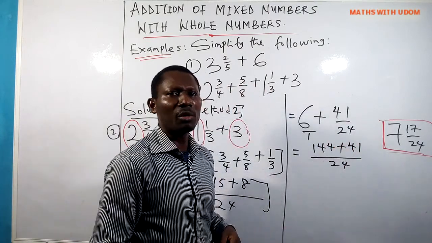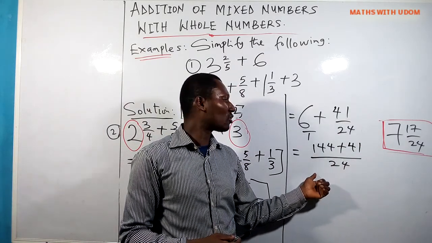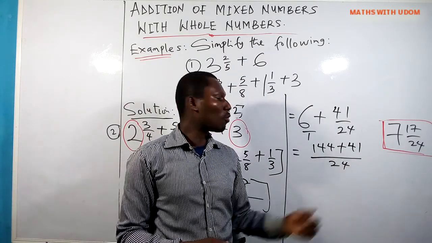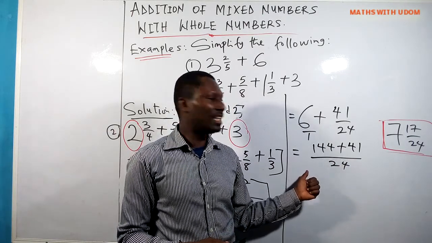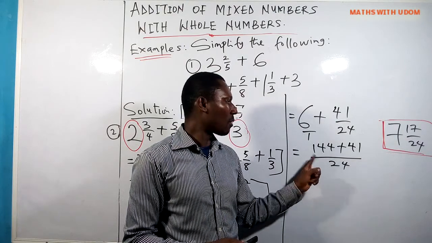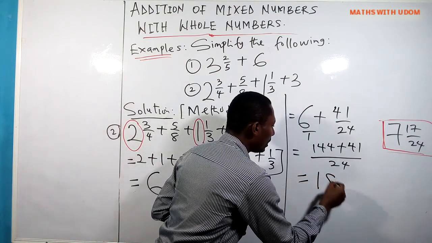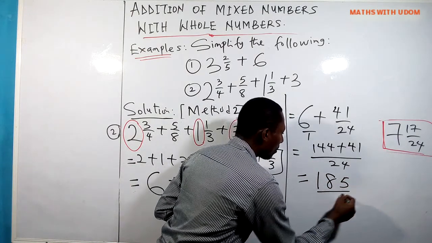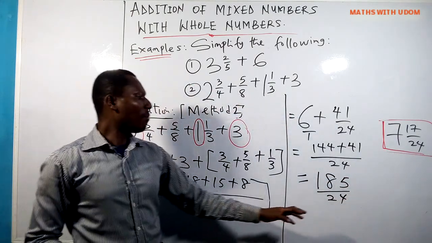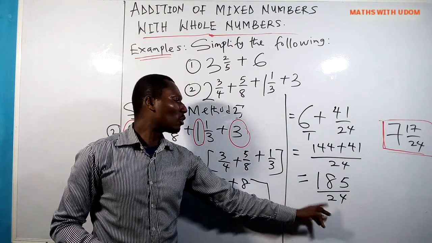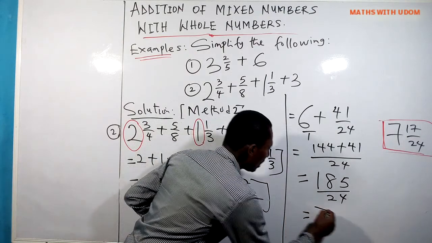So what do we do from here? We are going to add 144 plus 41. So 144 plus 41 will give us 185. So we come here and write 185 divided by 24. Okay? So how many 24 can go in 185? That is 7. 7 whole number.